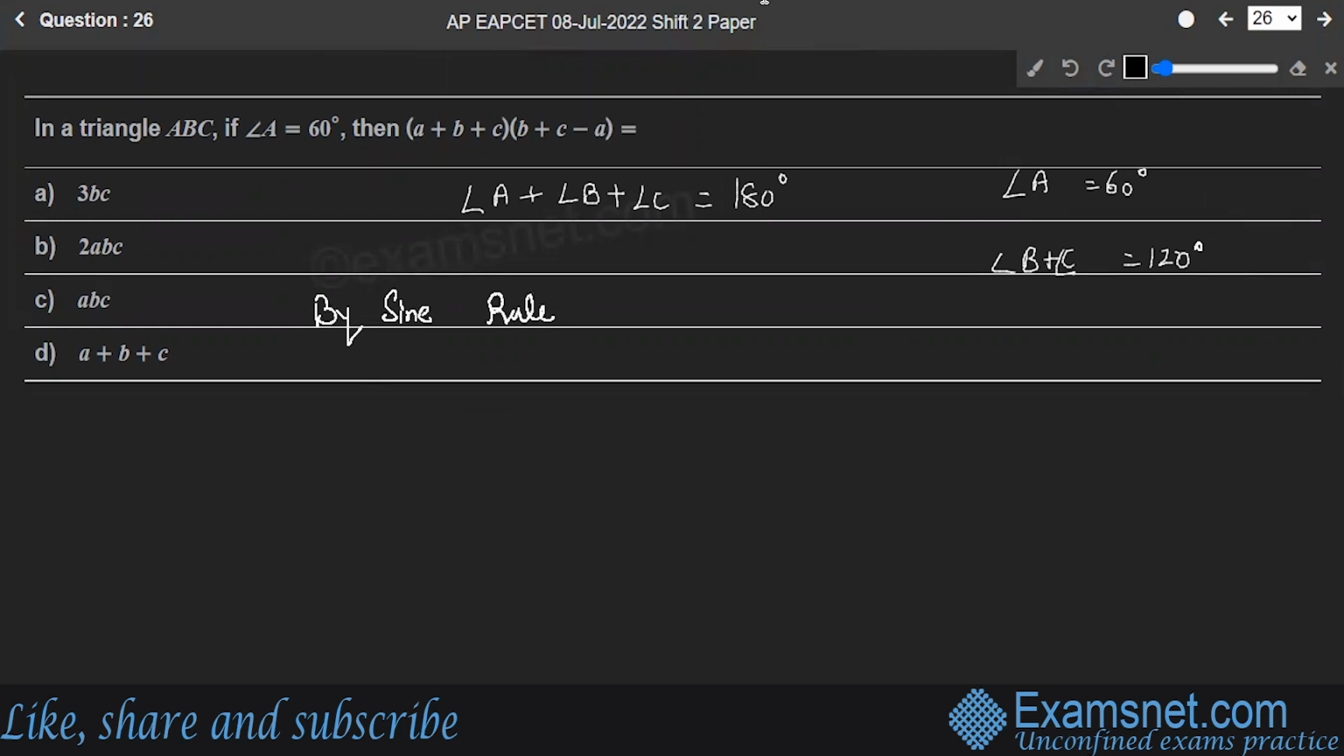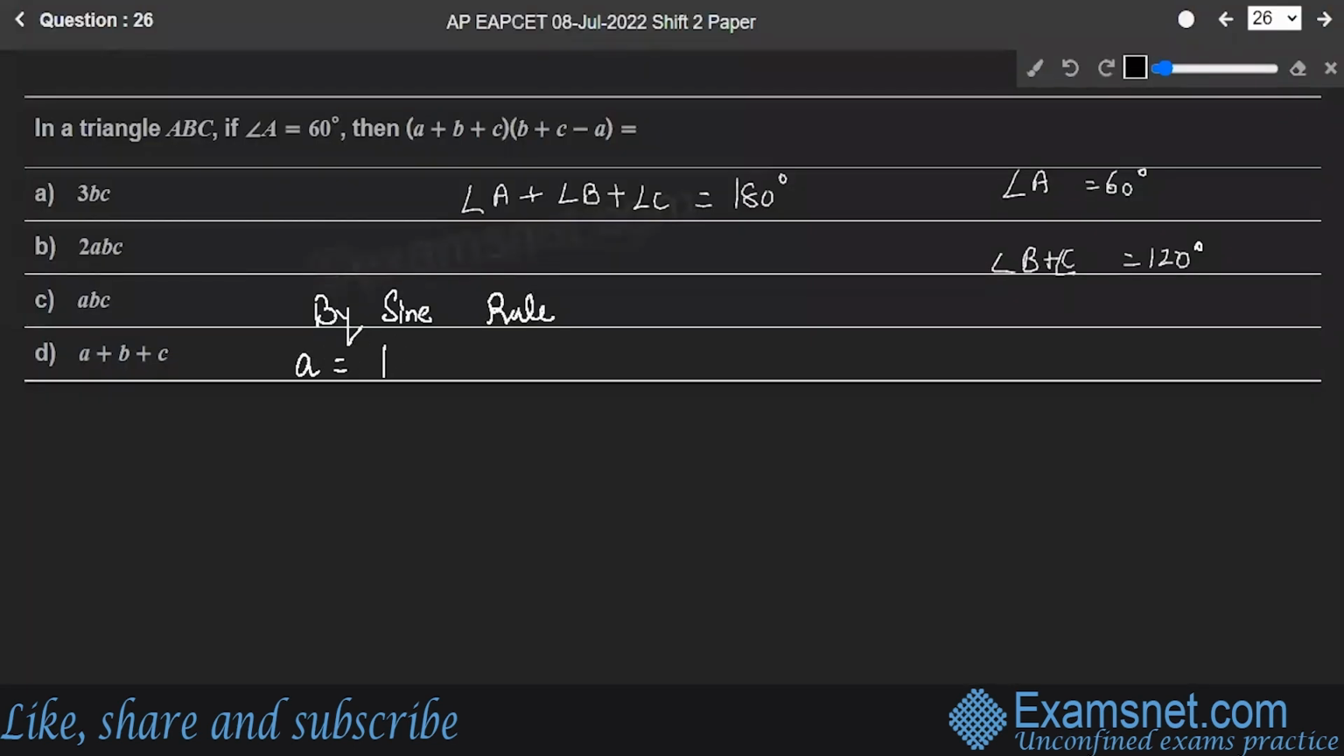We have a = k sin A, b = k sin B, and c, this is small c actually, pay attention to this, equals k sin C, right? Now let's fill in. What do we want to find out? We have to find out this.